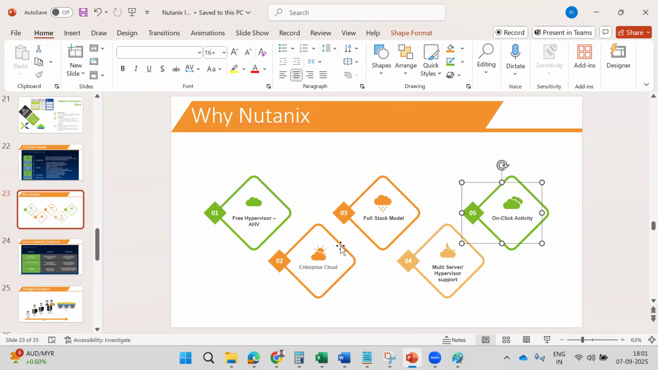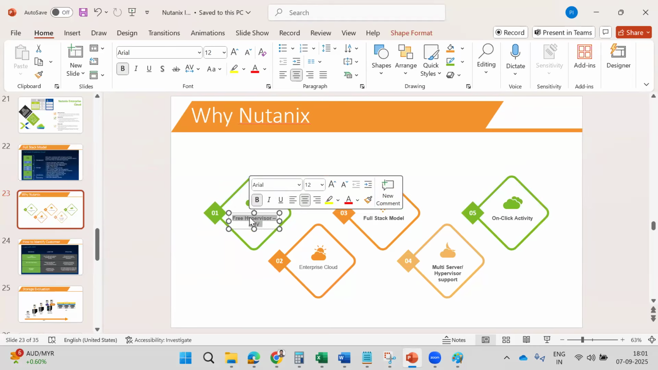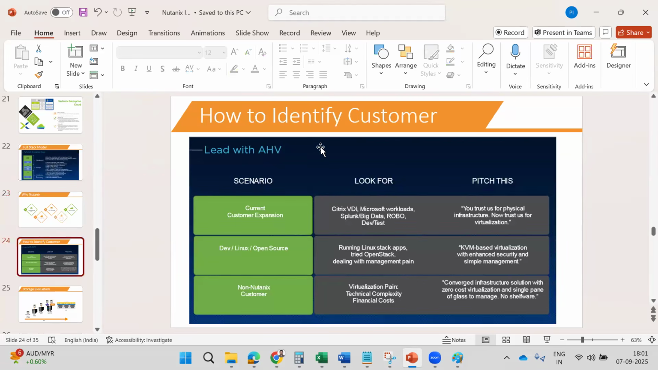These are the reasons a lot of customers are now going to buy Nutanix. It's a solution, but the major reason is the free hypervisor. Since Nutanix gives this free hypervisor, every company is planning to migrate their environment to Nutanix HCI. So now, how do I identify my customer to whom this HCI suits? If you are running VDI, Microsoft workloads, Splunk, big data, remote office or branch office, dev and test, Kubernetes engine, or AI workloads, then Nutanix is highly recommended.